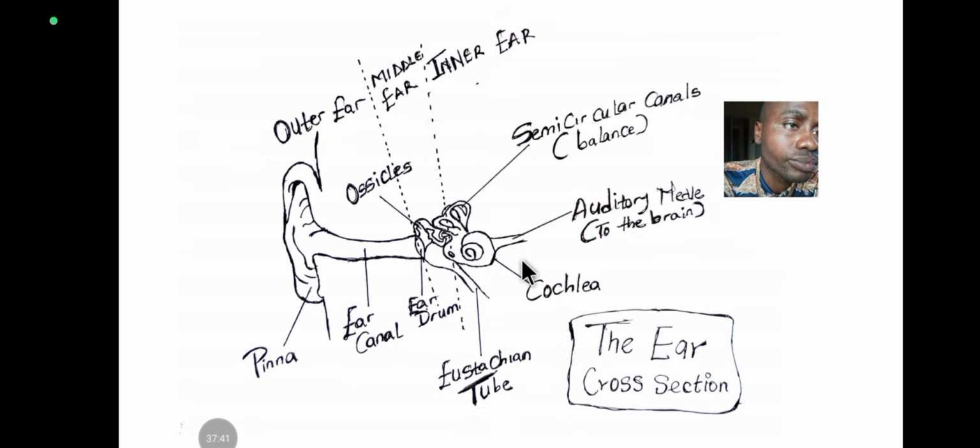So in this semicircular canal, you have a structure called the saccule, you have the ampulla, and you have the utricle. 3 of them: saccule, ampulla, and utricle. That is what makes up this semicircular canal. Okay, it's 3-sided, and the semicircular canal is the structure for what? Balance in the ear. Okay, that's what enables balance.